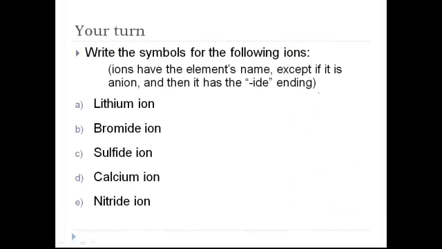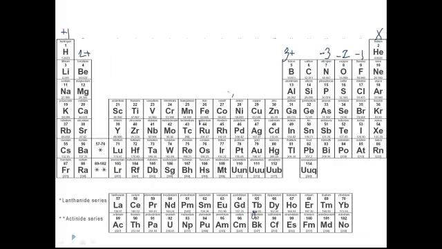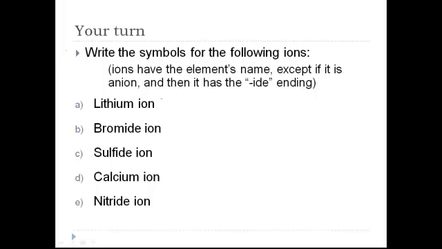So write the symbols for the following ions, and let's just do the first one together. So the lithium ion, we'll go back to the periodic table. Here's lithium. It's in group 1. They all have +1 charges. So this lithium ion is going to be Li, that's the symbol, and then plus. You don't have to write the 1. Try bromide, sulfide, calcium, and nitride on your own. Hit pause, and we'll go over the answers when you come back.